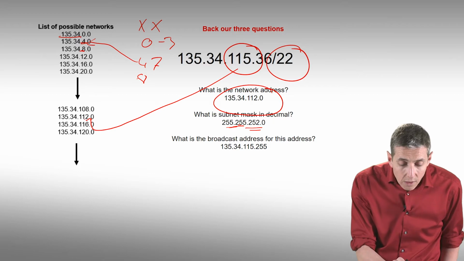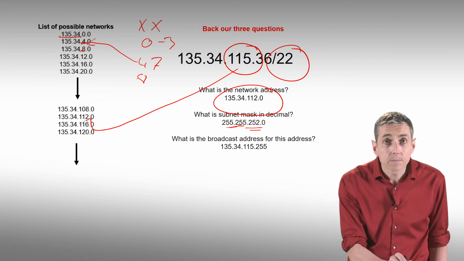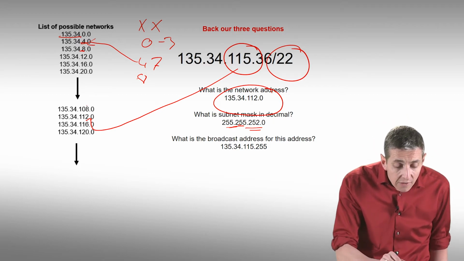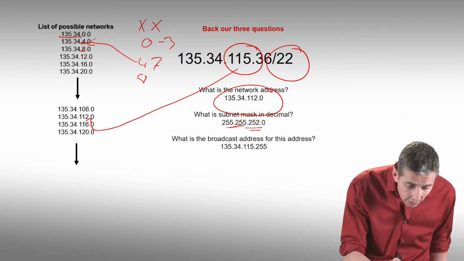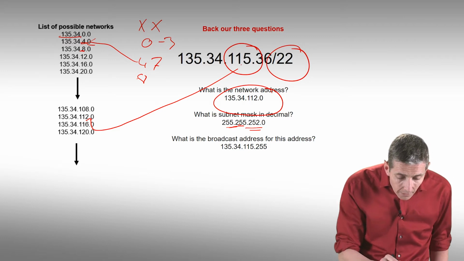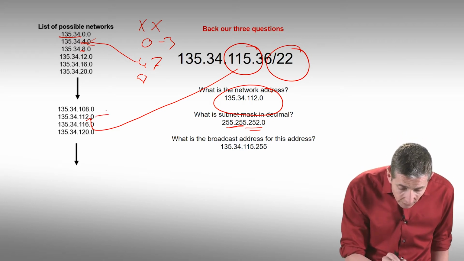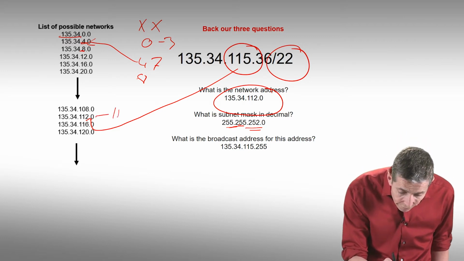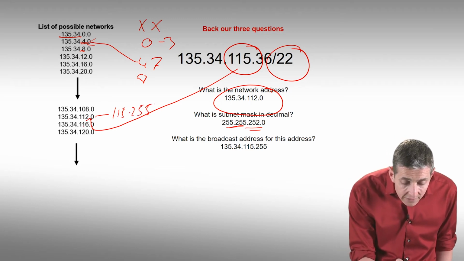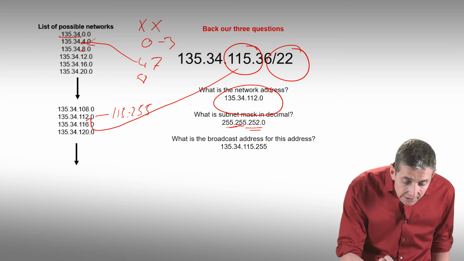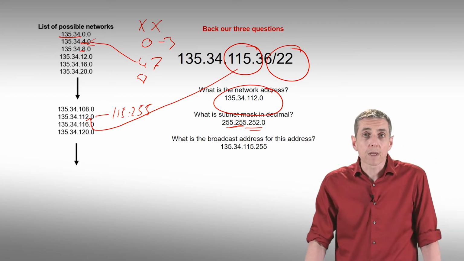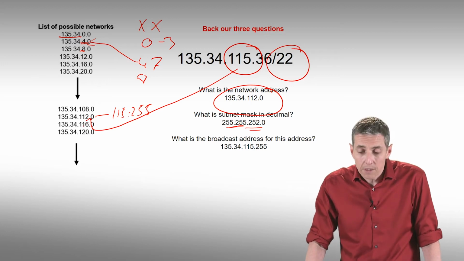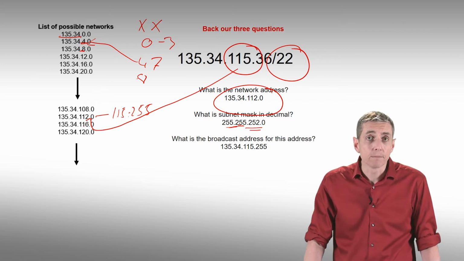Well, we know we're looking at 112 as the network address. Okay? And inside there is going to be our value. And the last one is going to be 115.255. It's the one previous to this. So whatever the last address is, the next one will give you 116. That's what that is. So that's the answer to that question.